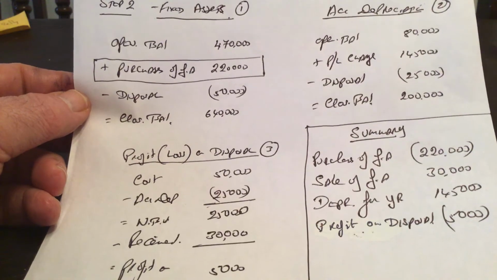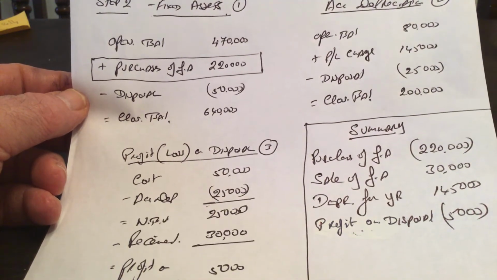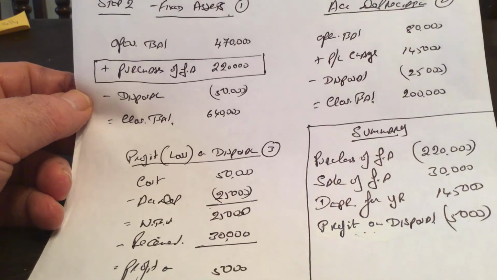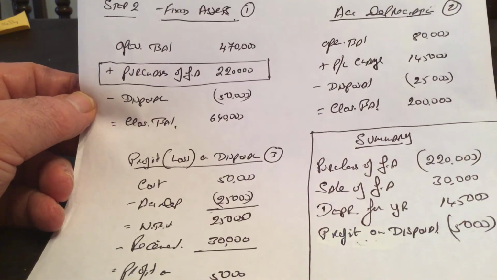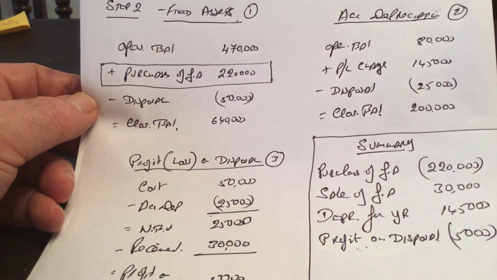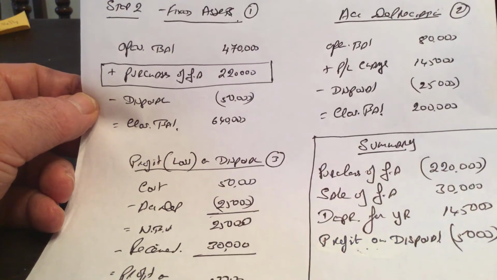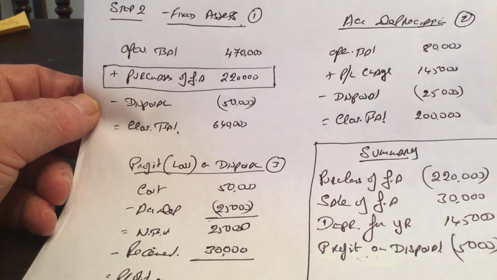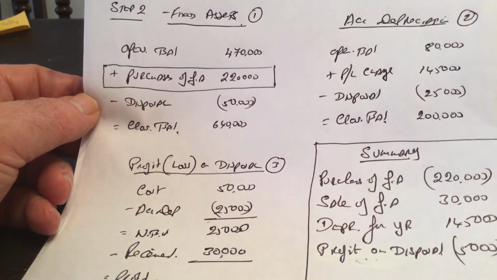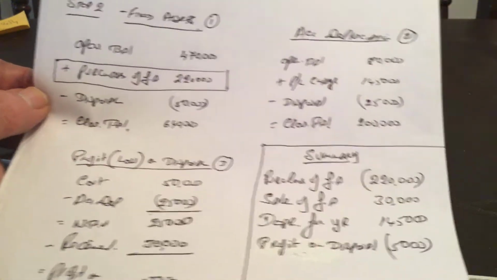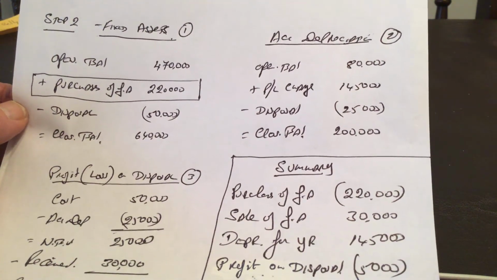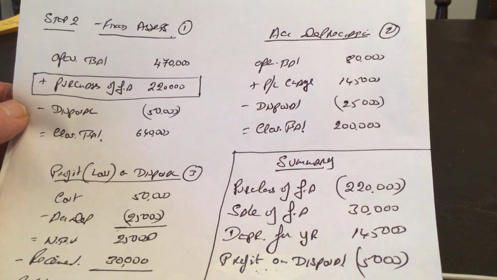So we have 470,000 plus X minus 50,000 is equal to my closing balance of 640,000. So we go 640,000 minus 470,000 plus the 50,000 gives me purchases of 220,000. We then look at the accumulated depreciation. We have an opening balance of 80,000 and a closing balance of 200,000.